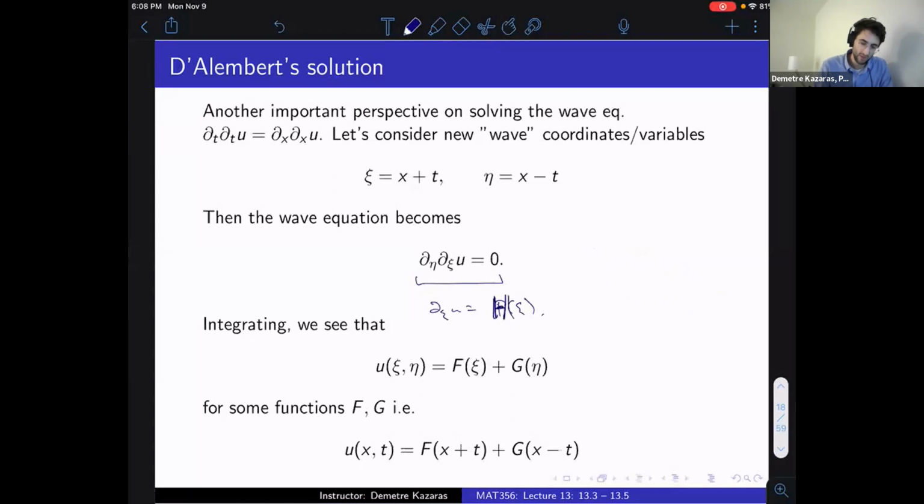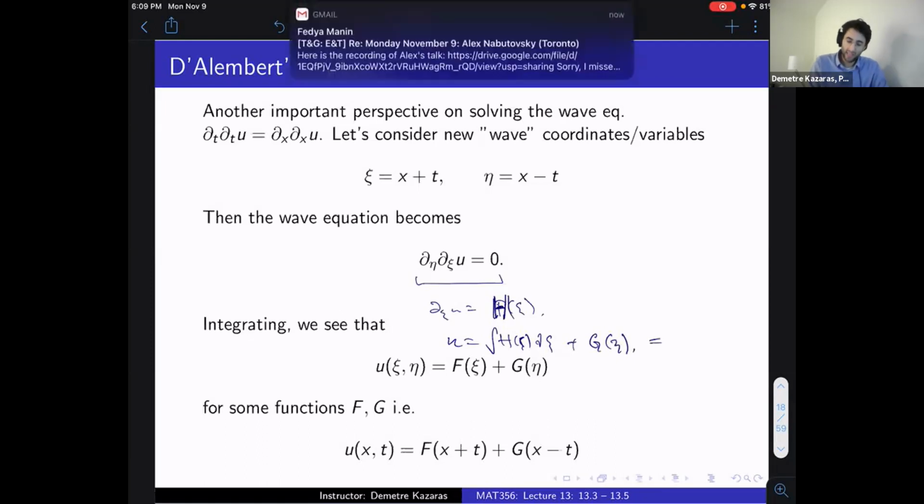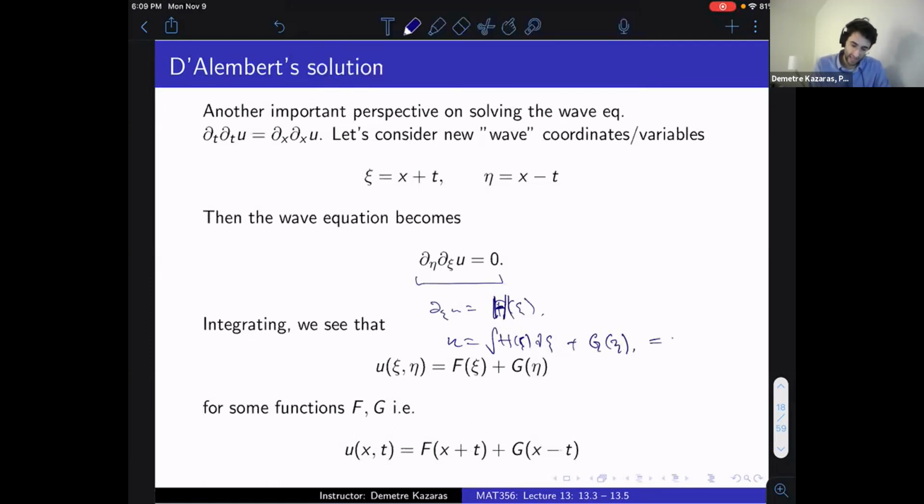Okay, you could integrate this with respect to eta, and you just get some constant with respect to eta, which could still depend on xi, and then you integrate with respect to xi, and then u would be equal to the integral of h(xi) dxi plus some constant in xi, so it could still depend on eta. So call that g of eta. Then if you call f the antiderivative of h, this just looks like f of xi plus g of eta. So as I've written here.